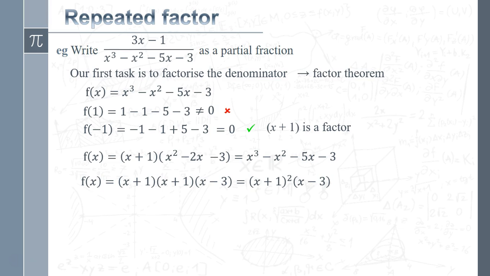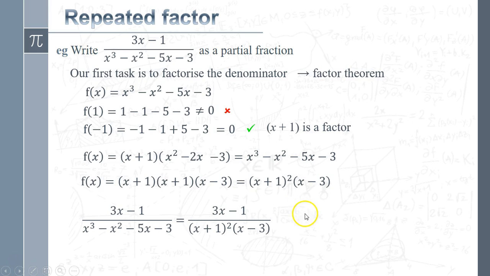And then the final job is to finish off by factorising the quadratic. There we go. And what do you know? A repeated factor has popped out. So therefore, our fraction looks like that. And therefore, my structure for my partial fraction looks like that, where I've got my initial bit with the x plus 1, there's the repeated factor, and then I've got the x minus 3 as well.